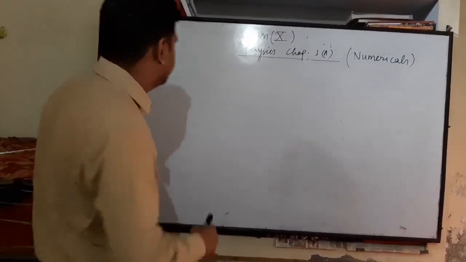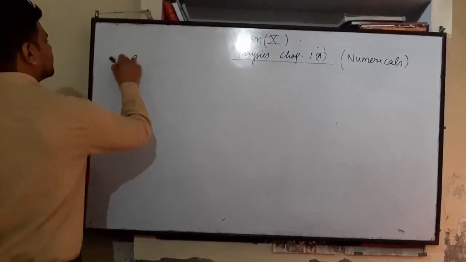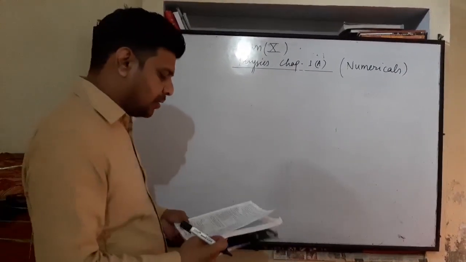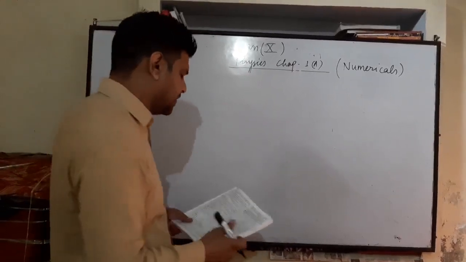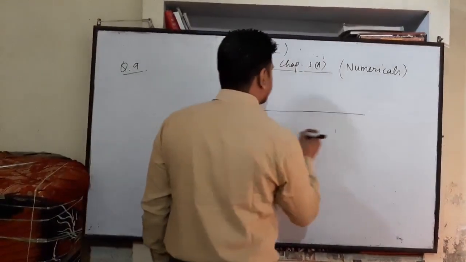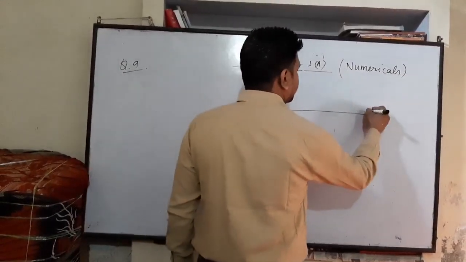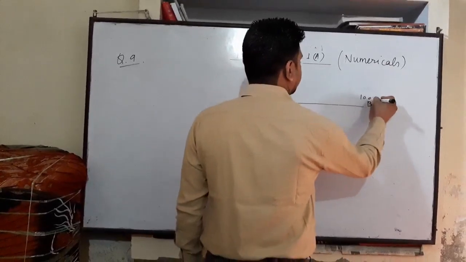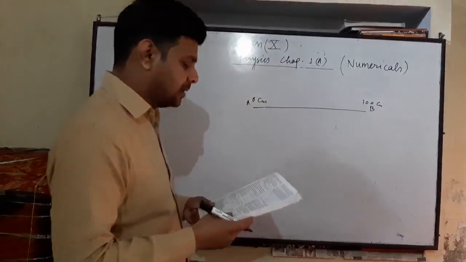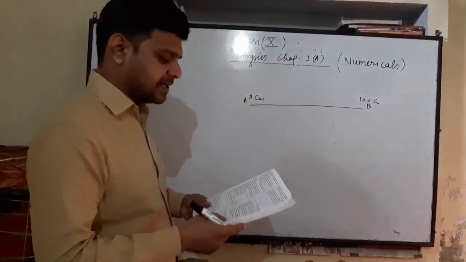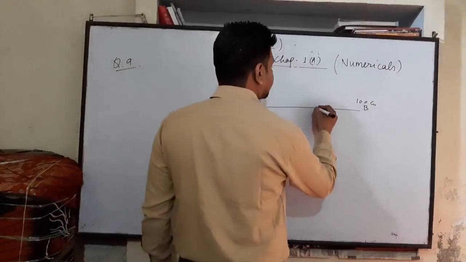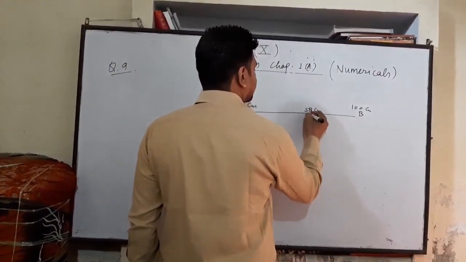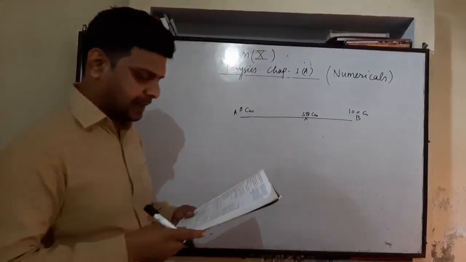Now question number 9. A uniform meter rule balances horizontally on a knife edge placed at the 58 centimeter mark. This is a uniform rule A and B. Meter rule, 0 centimeter mark, 100 centimeter mark, and it is pivoted at the 58 centimeter mark. At this point it is pivoted.